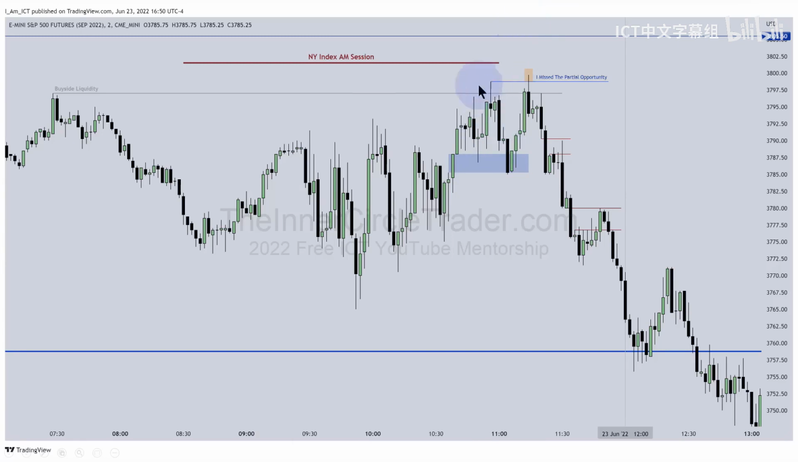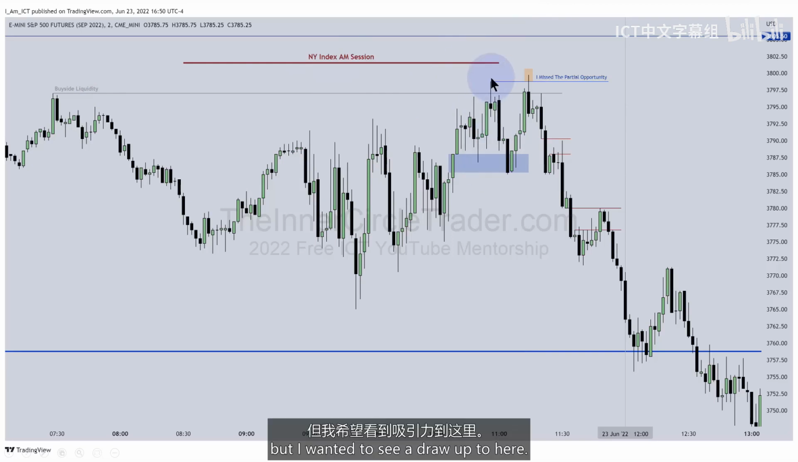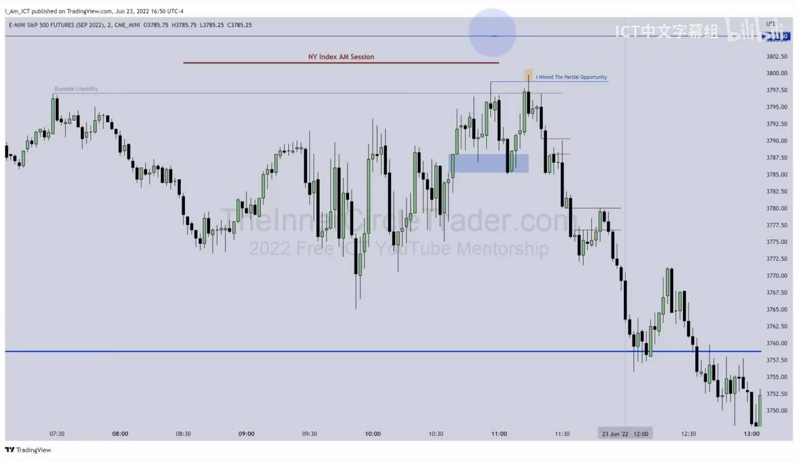And I was looking for a run into 38.05. And it started the run, took out the buy side here. I mentioned the buy side would likely be a draw on liquidity. It was, but I wanted to see it draw up to here. That's the specific level I was looking for.